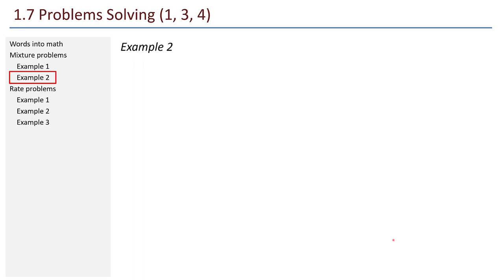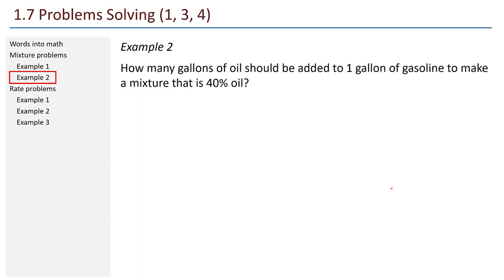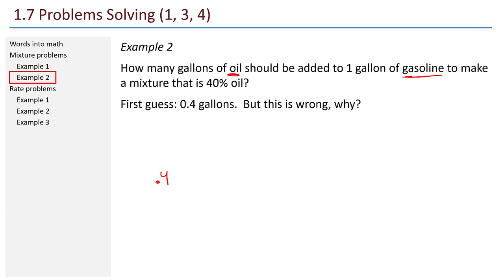Let's do another blending problem. How many gallons of oil should be added to 1 gallon of gasoline to make a mixture that is 40% oil? Now, a good first guess would be 0.4 gallons of oil. Maybe I need 0.4 gallons of oil because 0.4 is really the same thing as 40%. So I have 1 gallon of gasoline, maybe I need 0.4 gallons of oil.